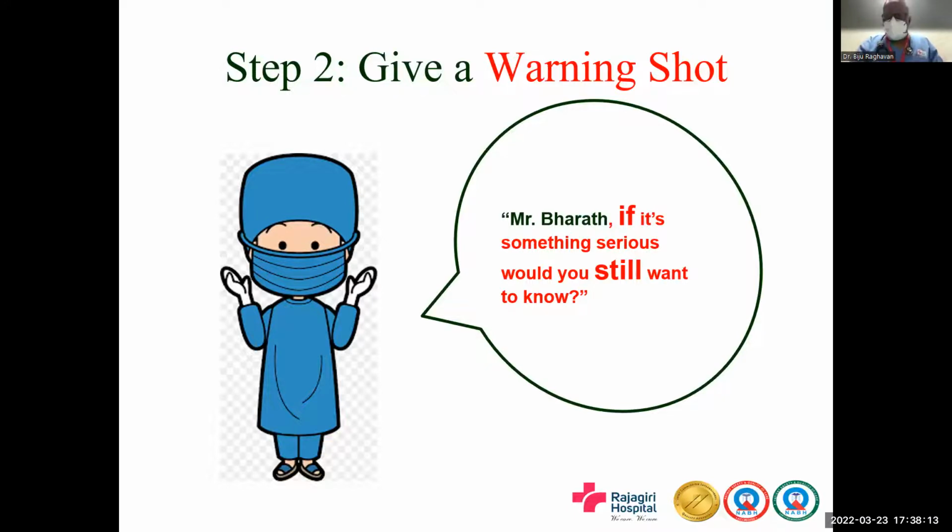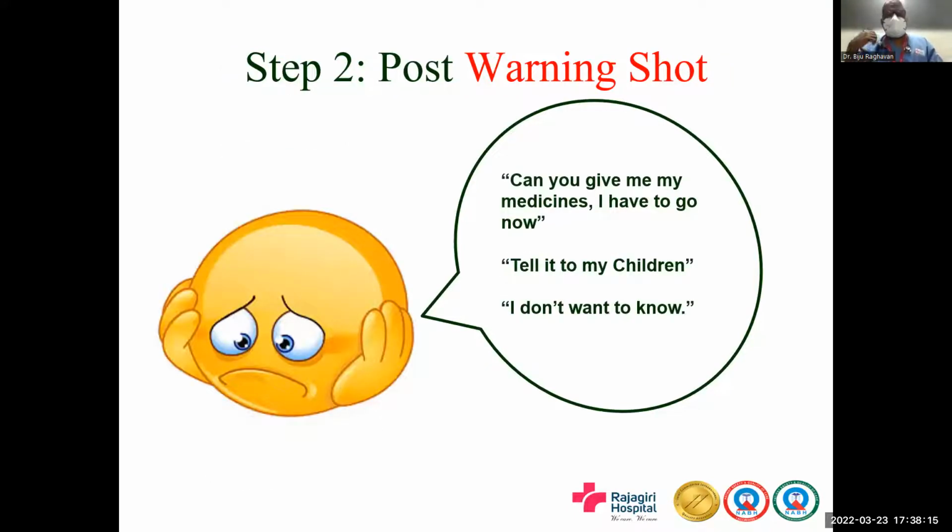So once you have given a warning shot, you may have a reaction like this: no eye contact. No eye contact means the patient does not want to hear. Sometimes the patient may give an excuse: you give me this medicine, I'll come back after 2 weeks. Or the patient may deflect it: tell it to my children, I don't want. So if you see body language like that, do not proceed.